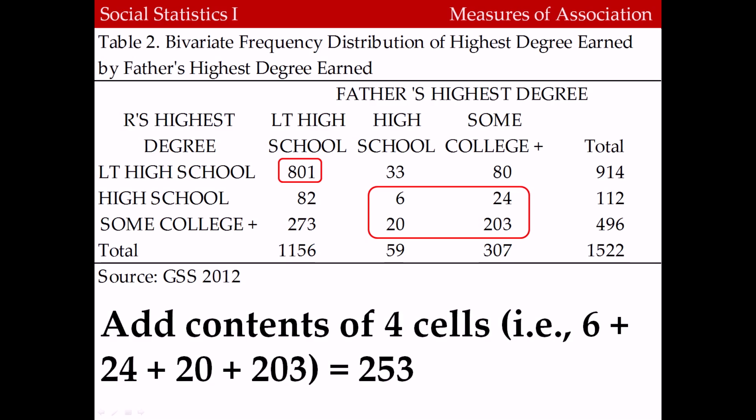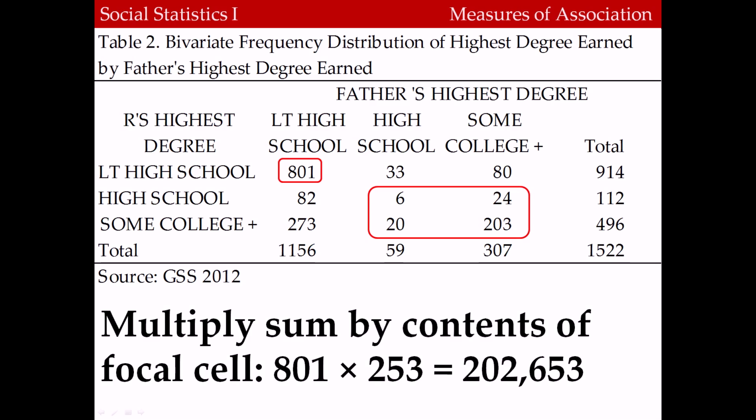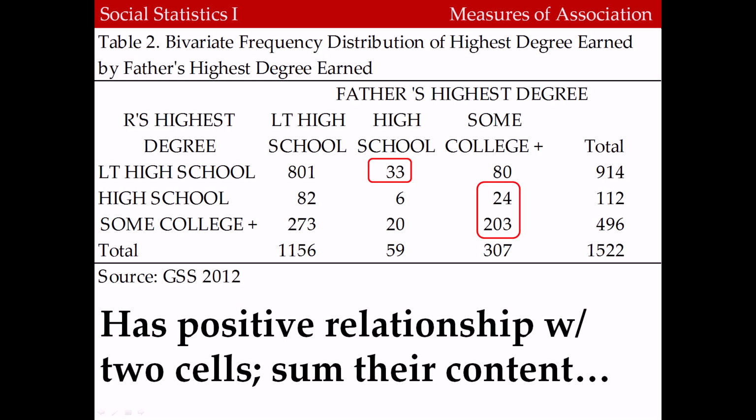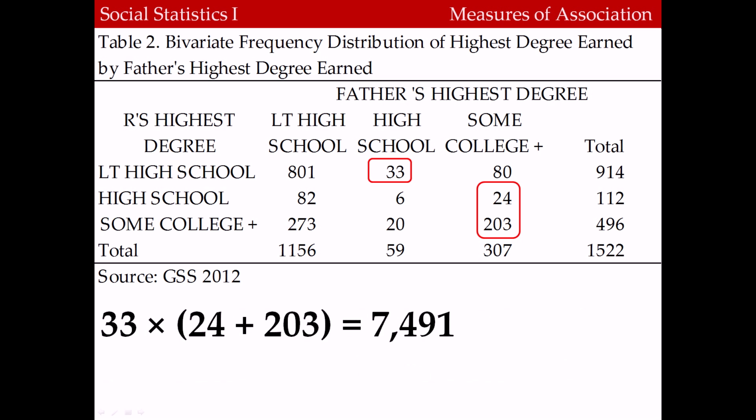And then we multiply that by the cell frequency of the focal cell, or 801. And so when we do that arithmetic, we get a value of 202,653. But we're not done yet. There are still more cells that we have to consider. So we move on to the next cell, and we notice that this cell has a positive association with these 2 cells. And so if we add those together, 24 plus 203, and we multiply it by the cell frequency of that focal cell, 33, we get 7,491.